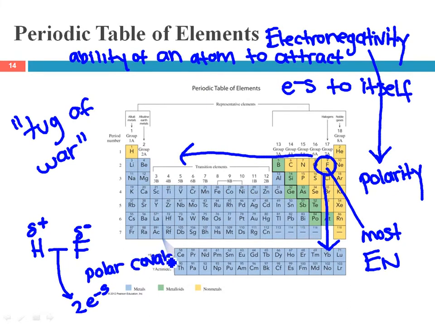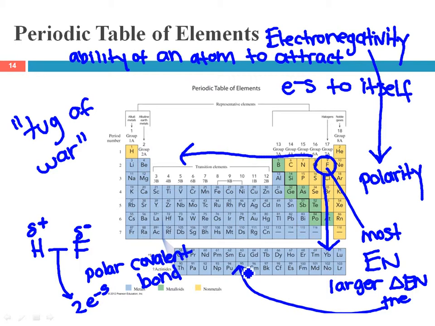Okay, and we call this a polar covalent bond. Okay, so when you get to this in Chapter 4, when it's talking about polarity, it really is just talking about electronegativity. What's the difference? So if you have a larger difference, or change in electronegativity, then the more polar. So hopefully this will help you when you get into Chapter 4. But this concludes the videos for Chapter 3, all about the periodic table. Thank you.